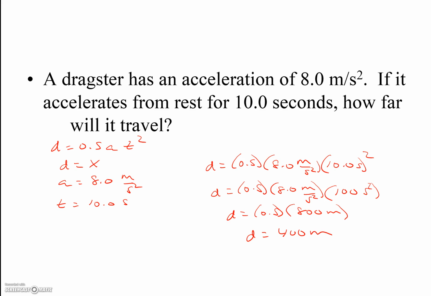So if a dragster is accelerating at 8.0 meters per second squared for 10 seconds, it will have traveled 400 meters. Again, when we do these problems, make sure that you first start by writing down what equation answers your question. In this case, the question is how far. Pick out the values out of the problem and write them out as your variables. Plug them into the equation. You're going to square your time, multiply it by your acceleration, and then multiply it by 0.5 to get your answer.